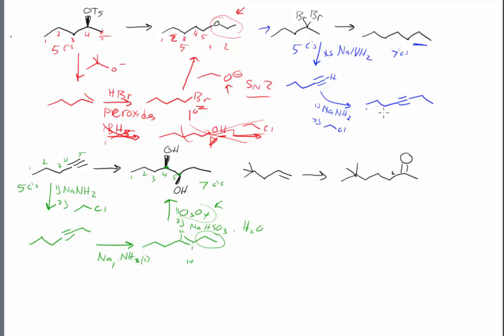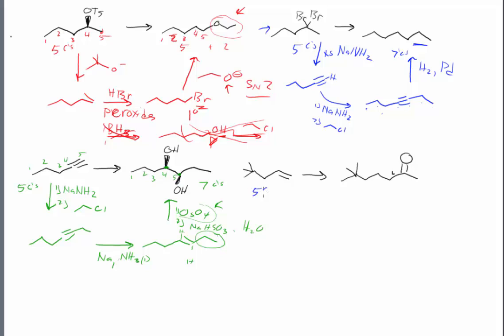So now we have 1, 2, 3, 4, 5, 6, 7. Good, I have my correct number of carbons. I've added 2 more, and if we just use H2 and palladium, we can hydrogenate the triple bond all the way down to the single bond, and that's basically it. So we need to create a triple bond using those 2 bromines to create the terminal alkyne, deprotonate, add 2 carbons via an SN2 reaction, and then hydrogenate the triple bond.